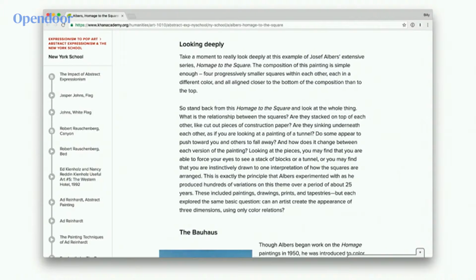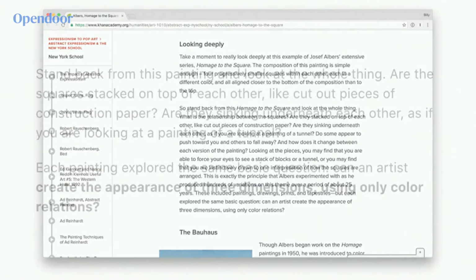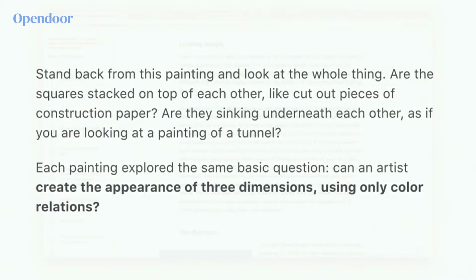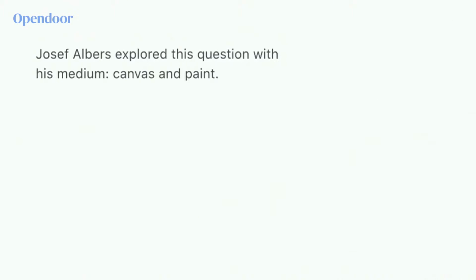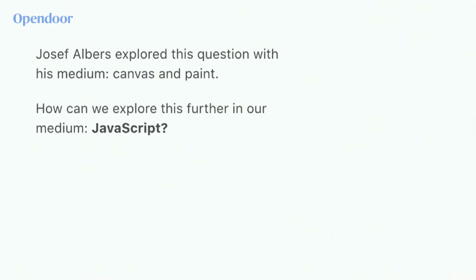So Khan Academy has an article on Homage to the Square. There's this really choice quote in there that says, "Stand back from this painting and look at the whole thing. Are the squares stacked up on top of each other like cut out pieces of construction paper? Are they sinking underneath each other as if you're looking at a painting of a tunnel? Each painting explores the same basic question. Can an artist create the appearance of 3 dimensions using only color relations?" So Joseph Albers explored this question in his medium of canvas and paint. So now the question for us is, how can we explore this further in our medium of JavaScript?